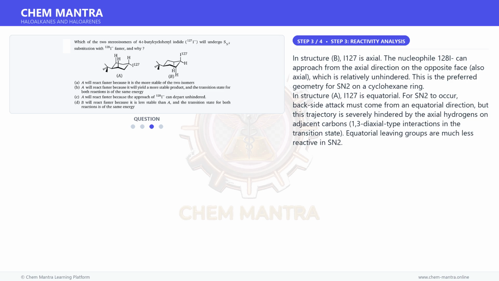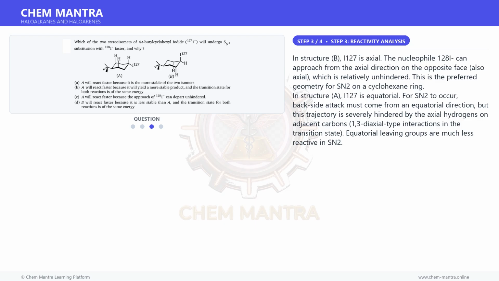Moving on to the next step. In structure B, 127I is axial. The nucleophile 128I can approach from the axial direction on the opposite face, also axial, which is relatively unhindered. This is the preferred geometry for SN2 on a cyclohexane ring.